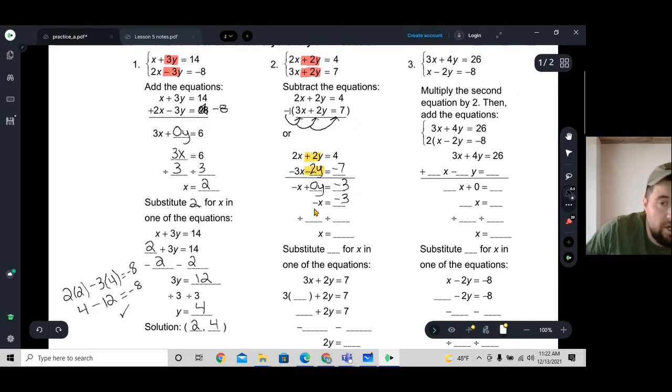Divide by negative 1. We don't want to solve for negative x, we want to solve for positive x. So I'm going to divide by negative 1 on this side, and I'm going to divide by negative 1 on this side. Negative, negative, positive. X equals 3. So now we're going to substitute that 3 into our equation to solve for y.